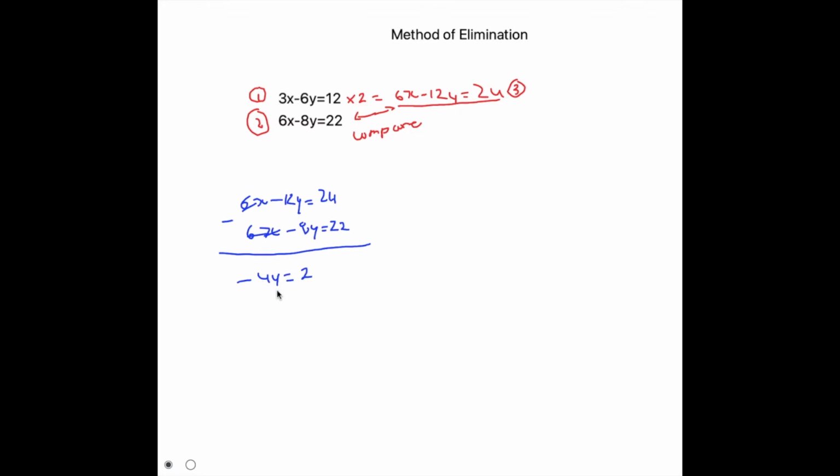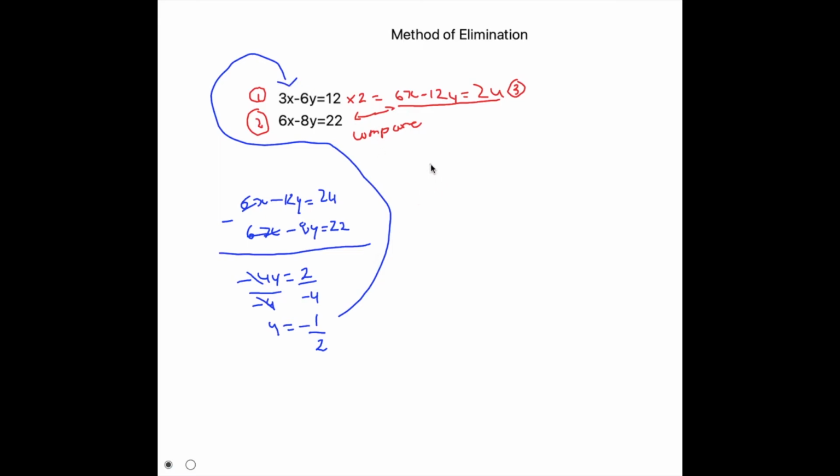Now we want the y value, so we're going to divide both sides by negative 4. This cancels out, and the remainder on this side simplifies to negative 1/2. So now we have the y value of the point of intersection. Just like we did in method of substitution, we're going to take this value and plug it back into one of the original equations. So for this one, I will be plugging it back into this equation.